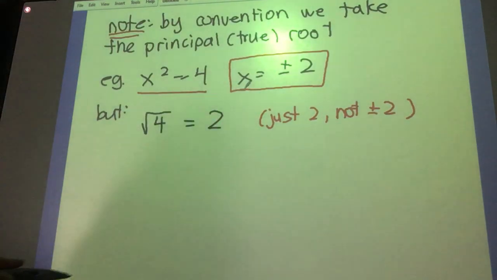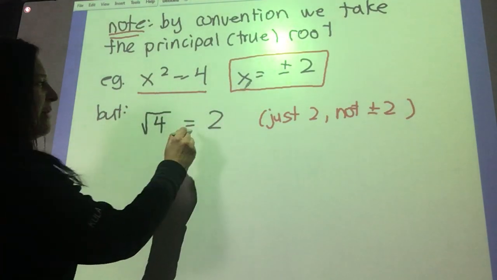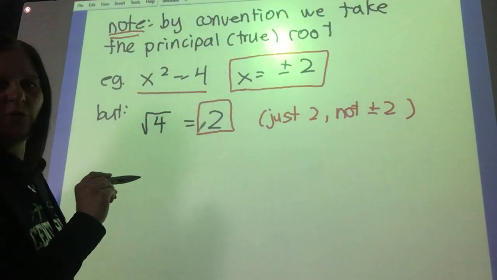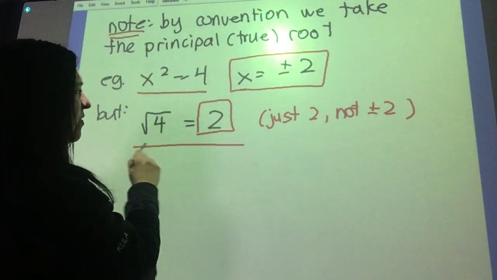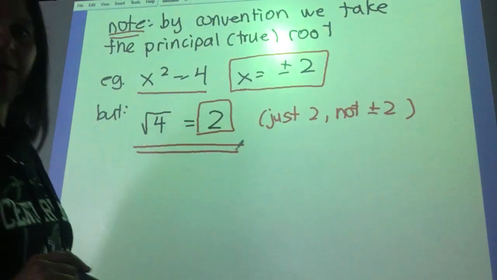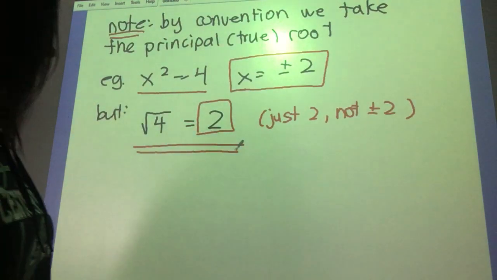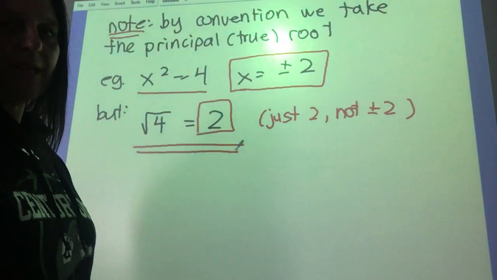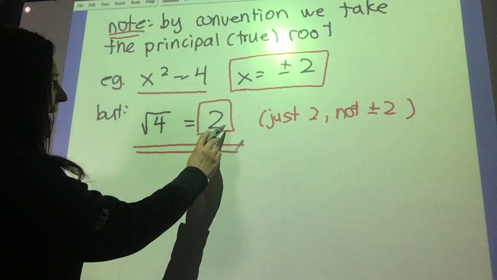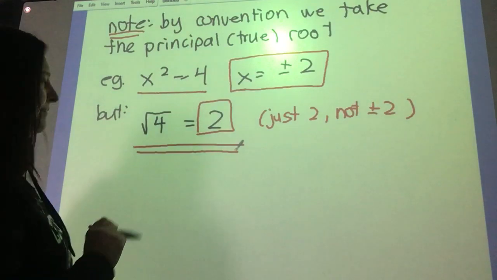But if we start with the reverse, what's the square root of 4? Then we have only one answer. It's just 2. It's not plus or minus 2, it's just positive. That's because when you take the square root, you just take the positive root. That doesn't quite make sense yet. Just bear with me, it'll come up in examples, but that's why when we're solving, the square root of a radical has to always be positive.